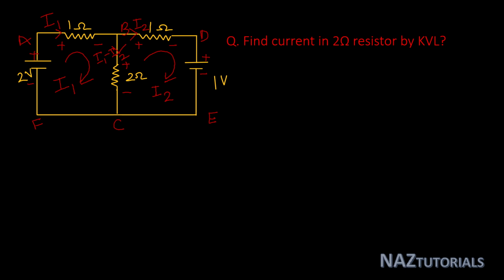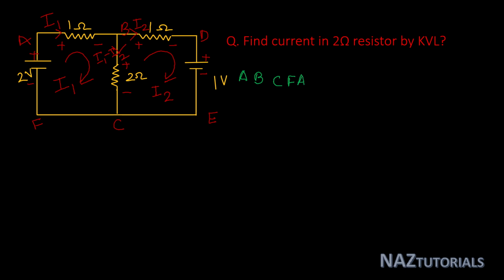For applying KVL we have to select a path. There are two independent variables, so we select two paths for calculating two independent values. Then we select one path: A, B, C, F, A.